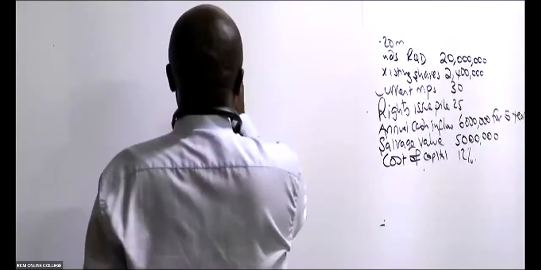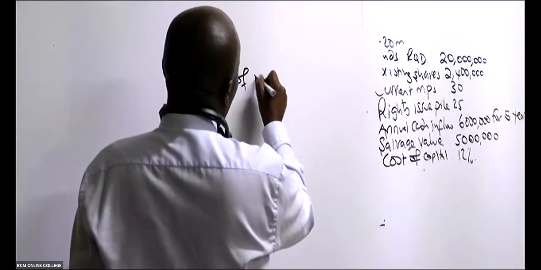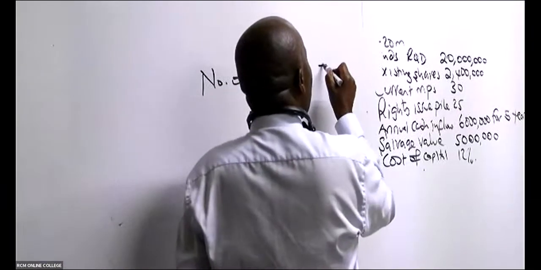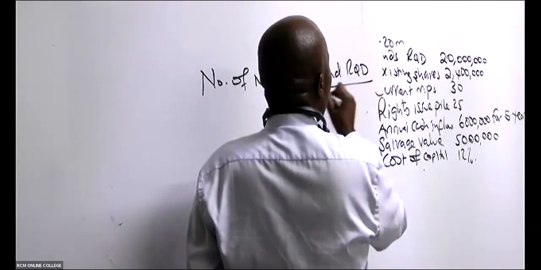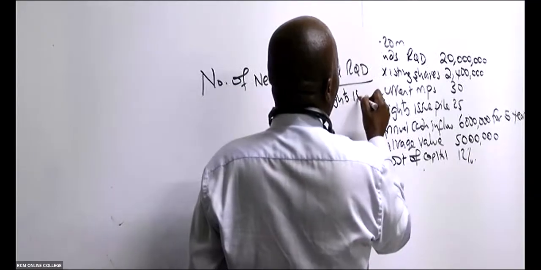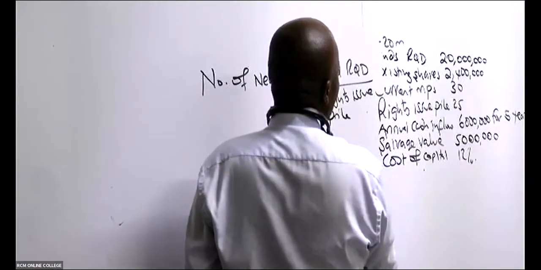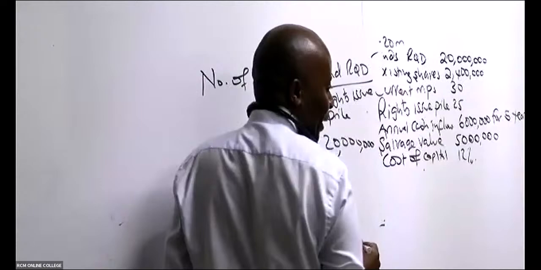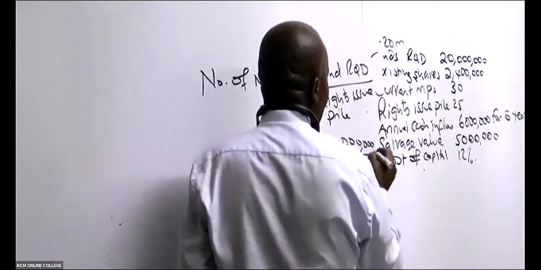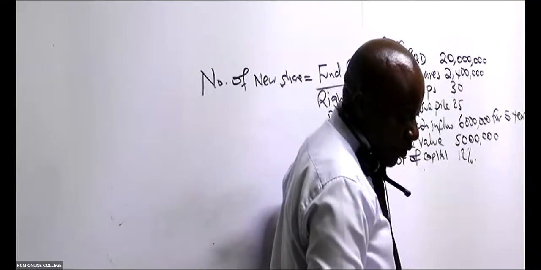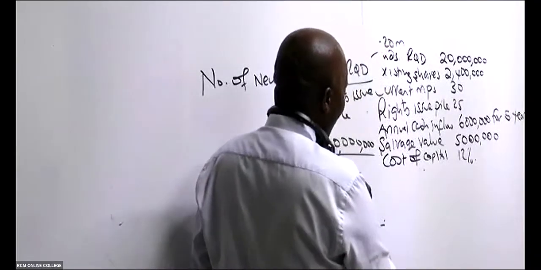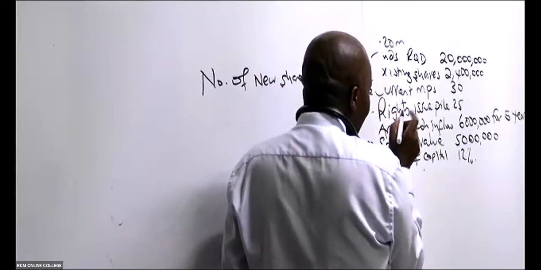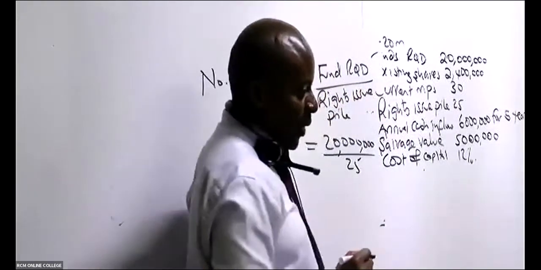So number of new shares, very easy. New shares equal the funds required over the rights issue price. How much do we need in total? 20 million. You told me that. And are you able to see the rights issue price, my good students? The rights issue price is 25.